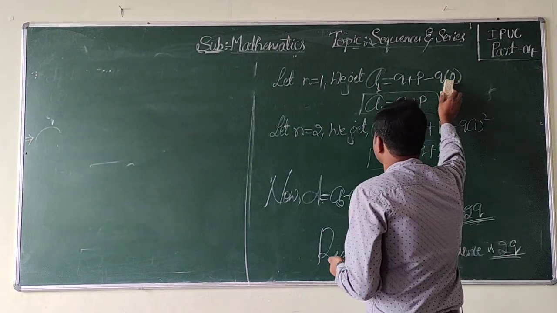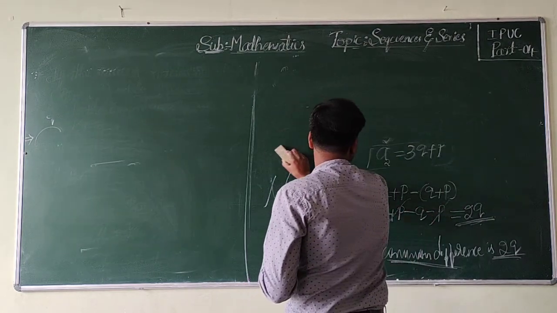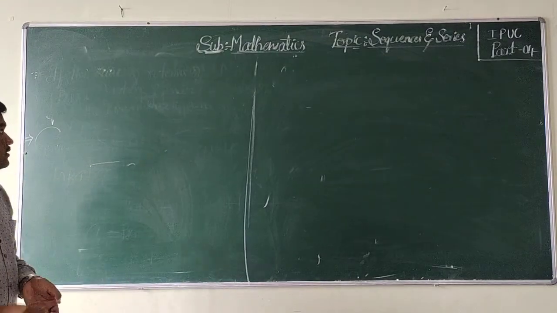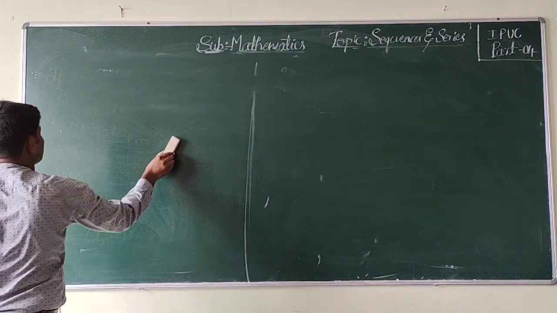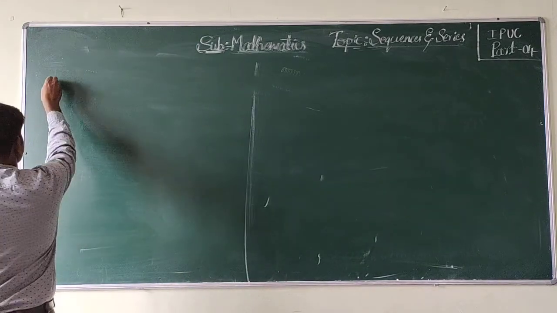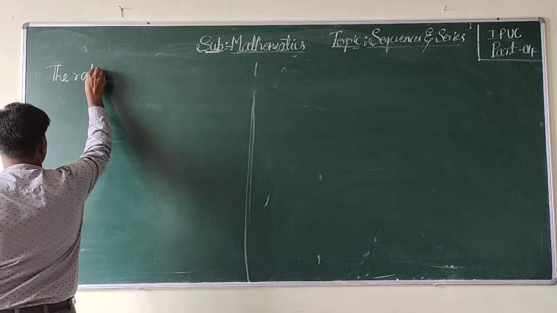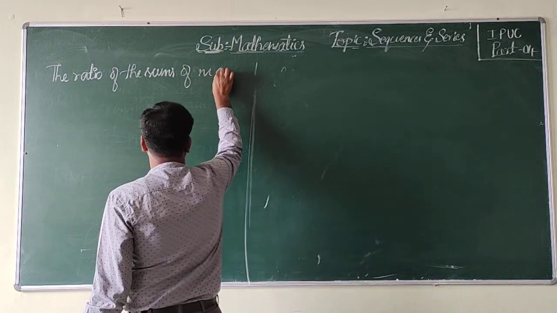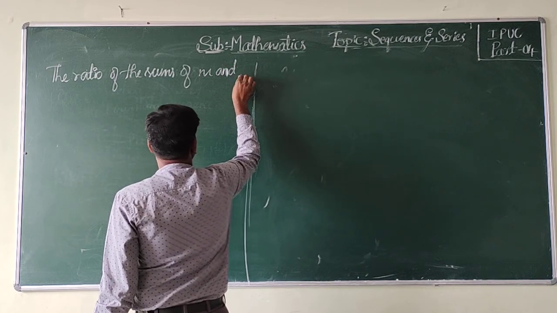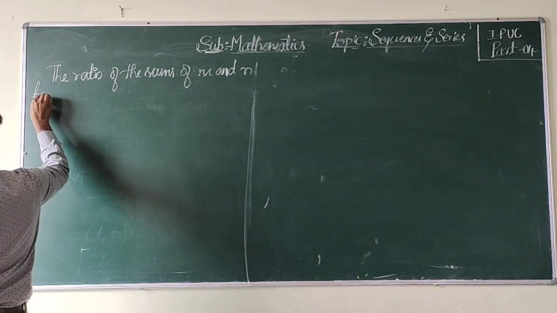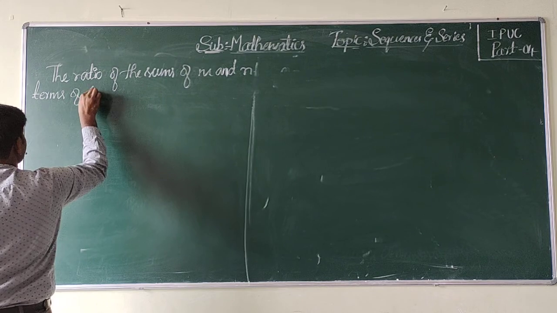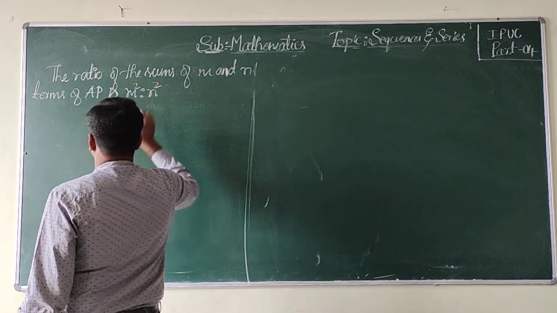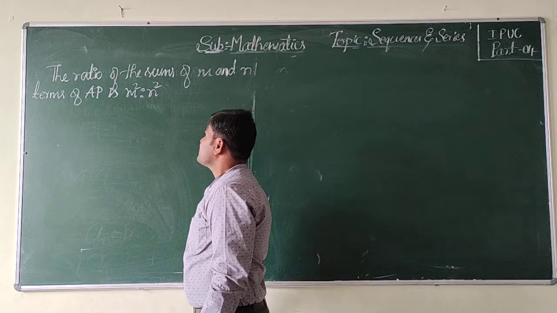Next problem: the ratio of the sums of m and n terms of an AP is m² is to n².